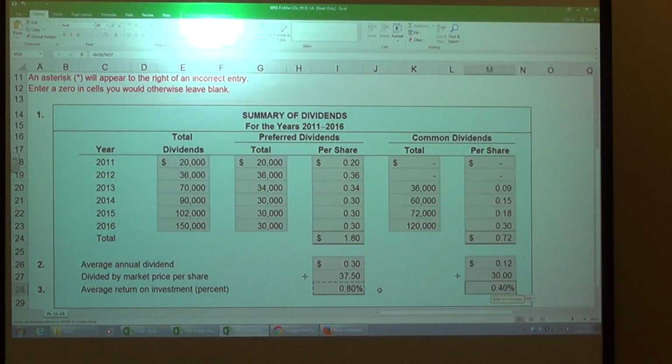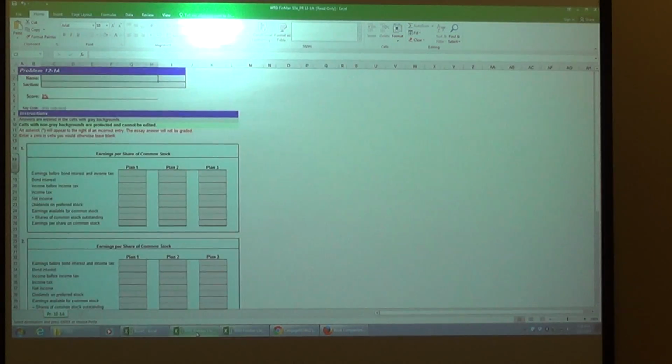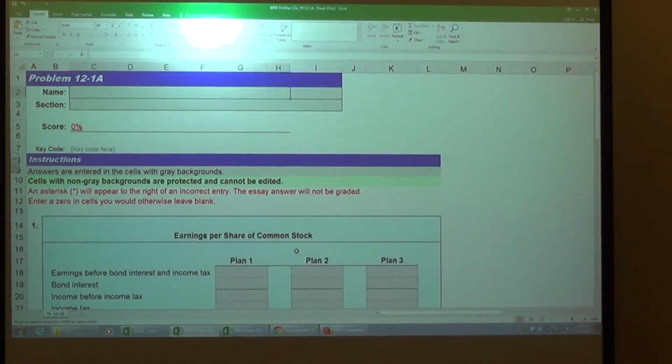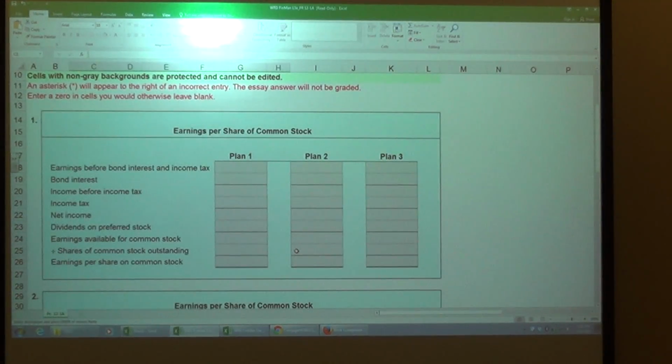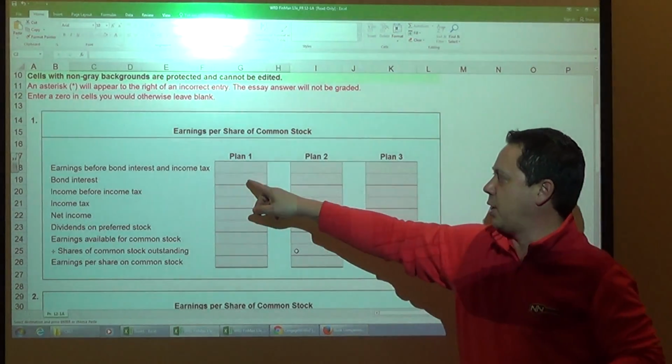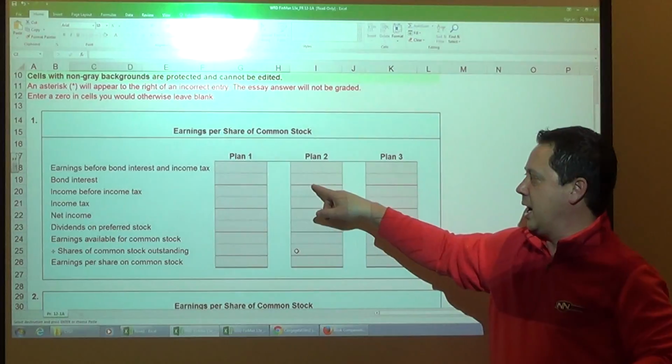All right, let's take a look at the next problem, PR 12-1A here. All right. So this is in your book. So this is basically a calculation of what should we do, how does it affect our earnings if we do several different methods here. So we're going to walk through this and figure out our incomes. This should stay the same. This is where it's going to start to change here, bond interest and those type of things.